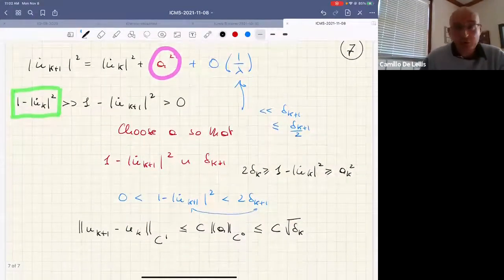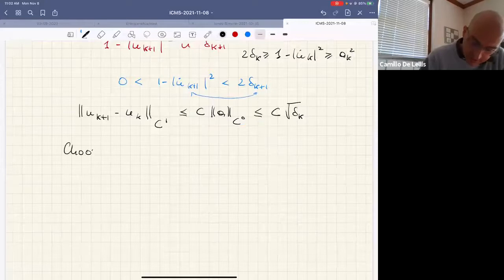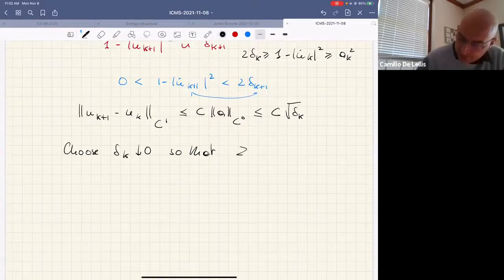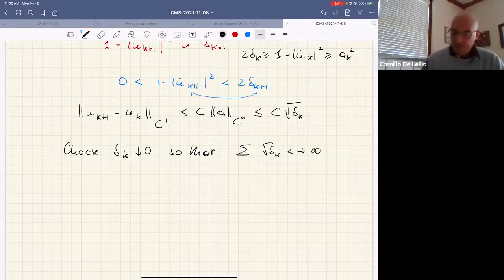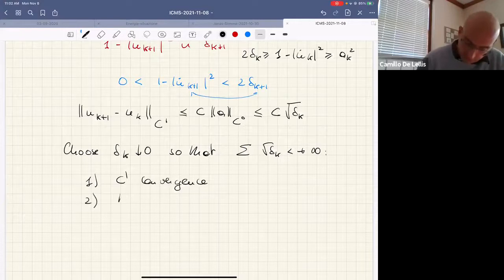Okay, and now you are in business because you have an iteration mechanism to improve your approximate solution to be a much better approximate solution, and you have a way to keep under control the C1 norms. So now you just need to choose the delta k going to 0 in such a way that the sum of this series is bounded. And this actually guarantees C1 convergence. So you have at the same time C1 convergence, and the limit is a solution.